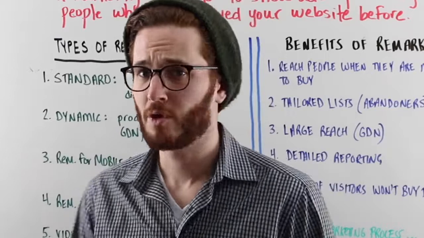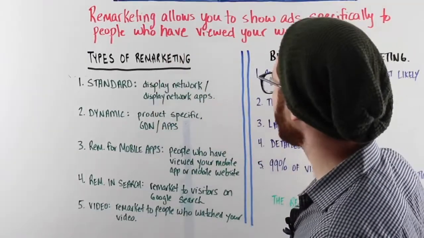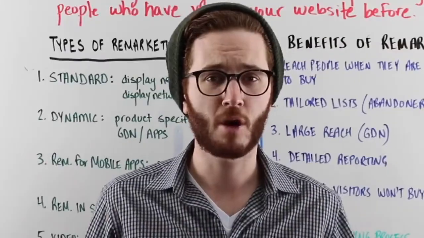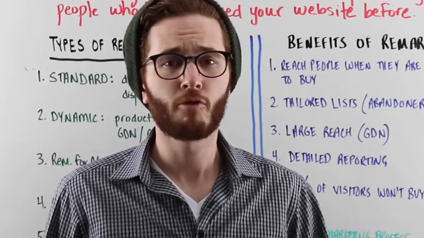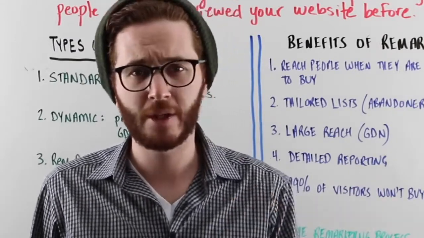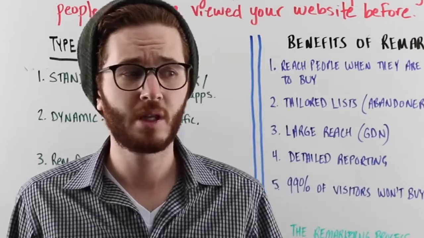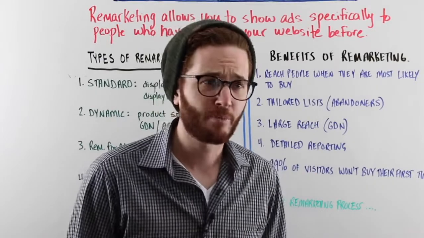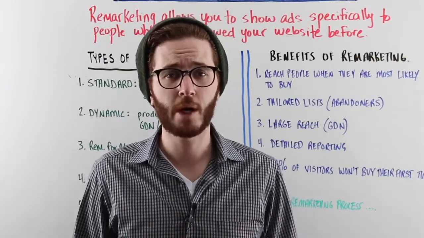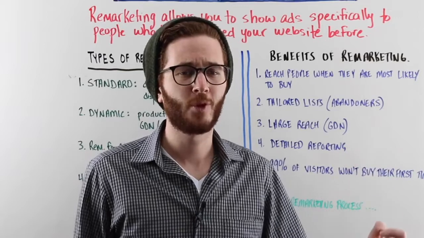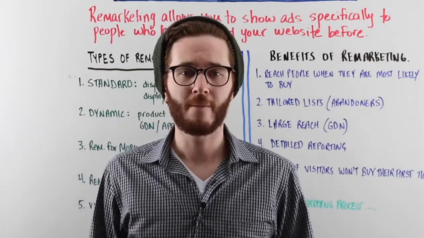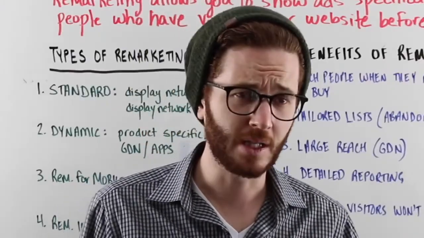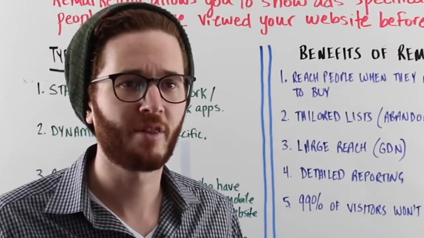So like we just said, remarketing essentially allows you to show ads specifically to people who have viewed your website before. That is remarketing at the most basic, broadest level. It could be also for apps. If you have an app, remarketing for apps could be showing ads specifically to people who viewed your apps before. So that's really what remarketing is. It's not necessarily showing ads to people who are now looking for keywords, who are searching Google for queries. It's only advertising to people who have previously interacted with your brand through an app, through the mobile website, or through the actual website.